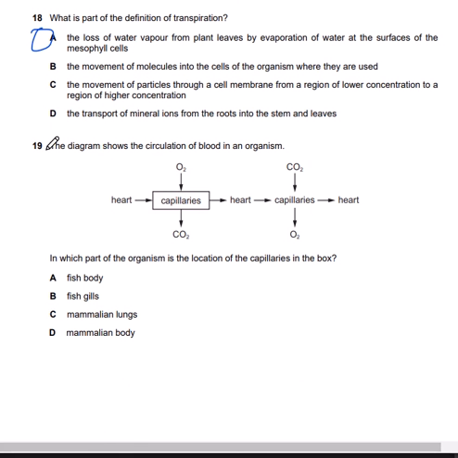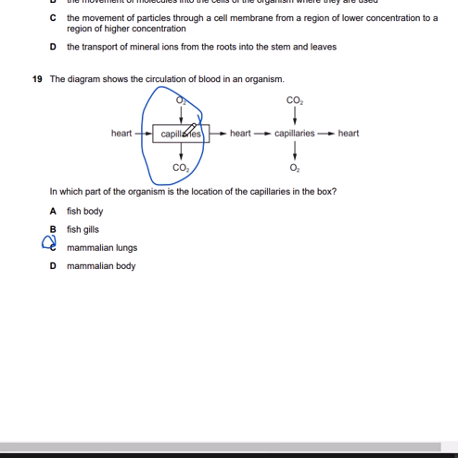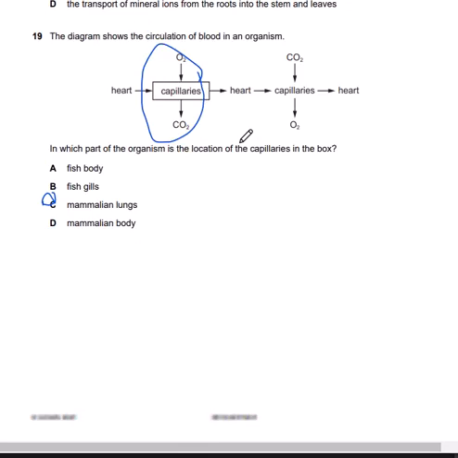In which part of the organism is the location of the capillary in the box? That's actually the lungs. Because as you breathe in, oxygen enters and carbon dioxide will leave, right? The deoxygenated blood comes from the heart, and this is where carbon dioxide is replaced with oxygen, and then it goes to the heart again, where it's pumped to the body.